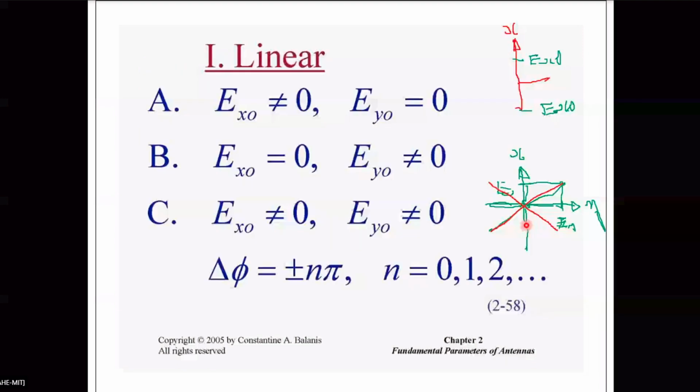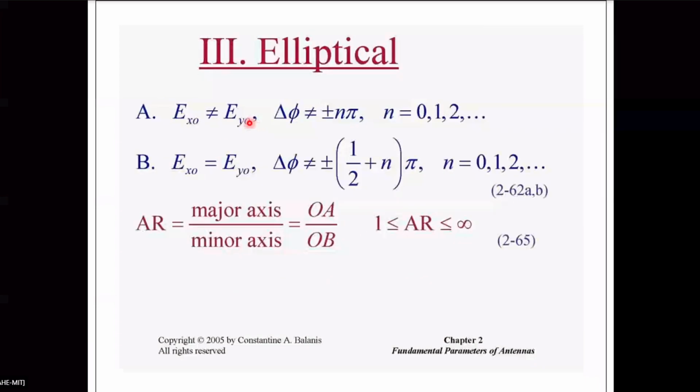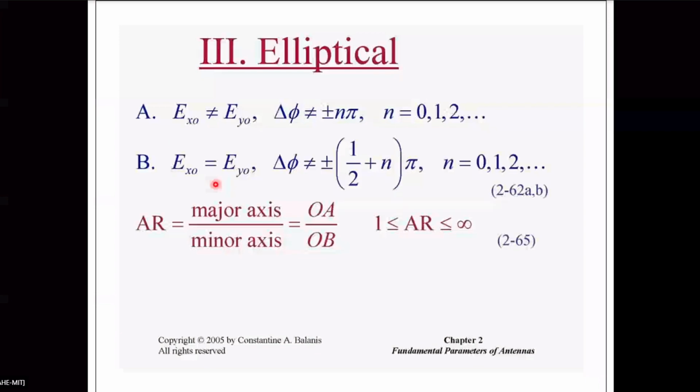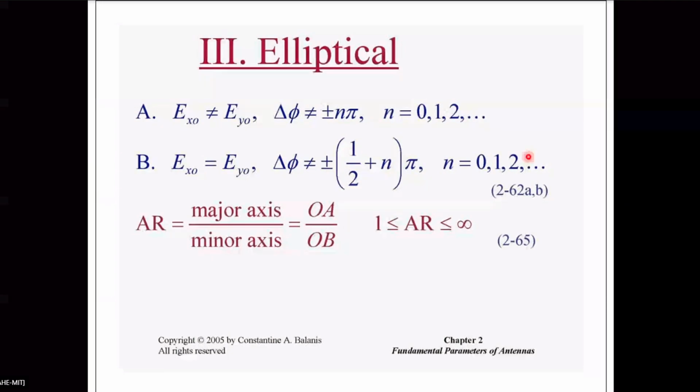So linear polarization I have explained, and circular polarization. And then if Ex naught and Ey naught are not equal, and delta phi is plus or minus n pi, then we get elliptical polarization. There is another case for elliptical polarization: Ex naught is equal to Ey naught, and delta phi is plus or minus half plus n into pi. So here instead of a circle, the instantaneous amplitude will trace an ellipse.